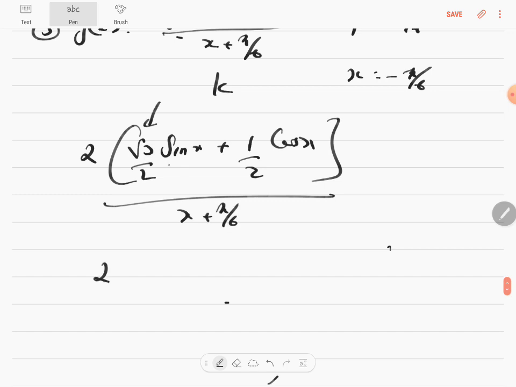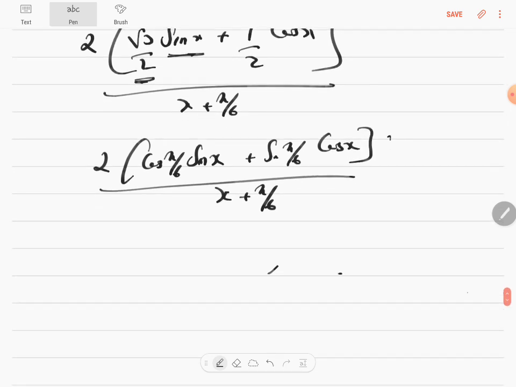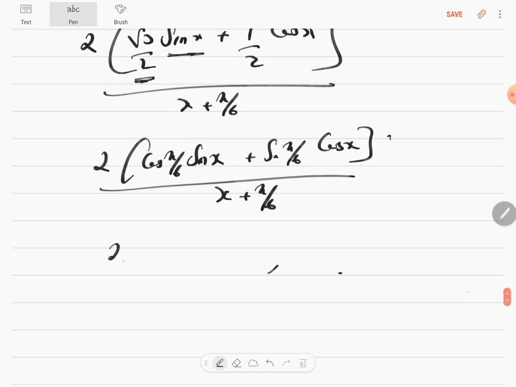When you have sin a, you want a cos b. The cos 30 is root 3 by 2, cos of pi by 6. Can you see? I am trying to arrive at a denominator. Cos pi by 6 sin x plus sin pi by 6 cos x, by x plus pi by 6. It's like sin a cos b plus cos a sin b, which is sin of x plus pi by 6, by x plus pi by 6.